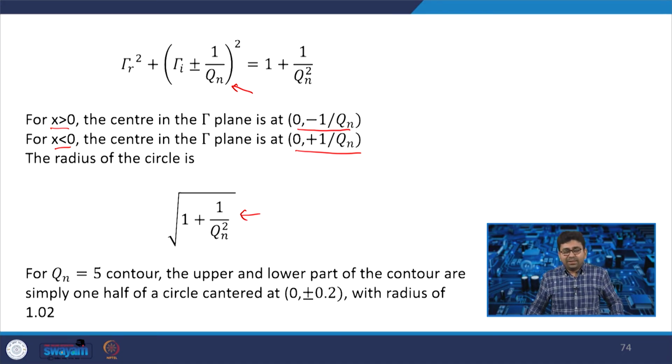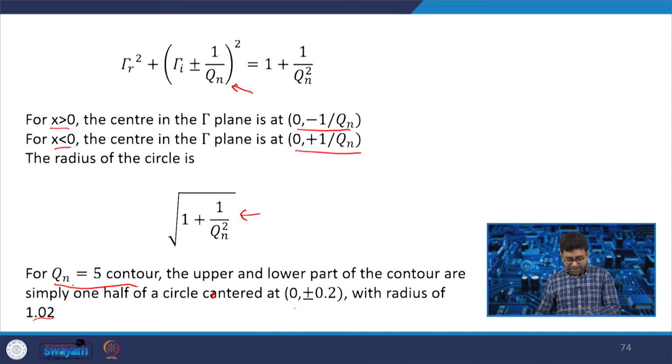We will take one example to understand how we can find the circle. If we want to represent the quality factor Q equal to 5 contour on the Smith chart, the upper and lower parts of the contour are simply one half of the circle. If you take 1 by Qn, that is 1 by 5, which is 0 plus or minus 0.2. So, the circle is centered at 0 plus or minus 0.2 with a radius of 1.02 if we keep 5 in this equation. So, we need to locate 0 and plus or minus 0.2 on the Smith chart.